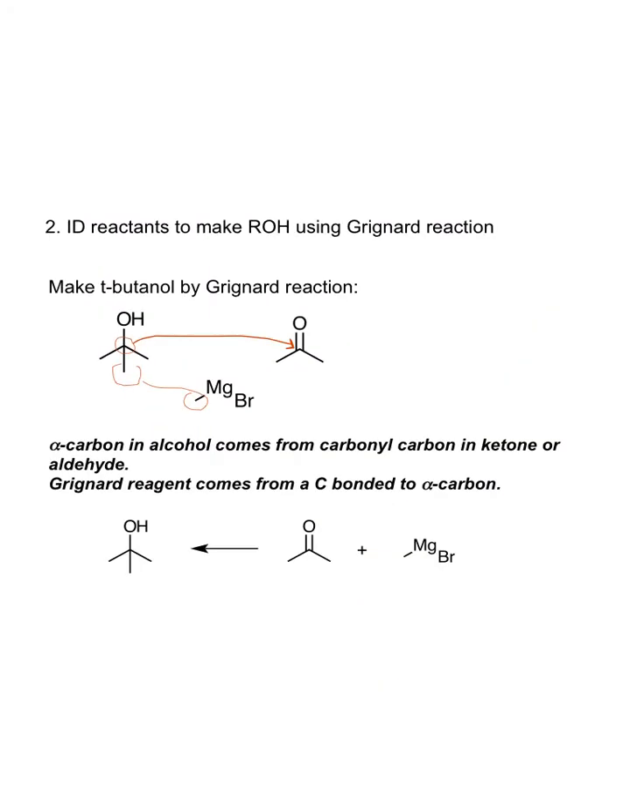So let's work backwards. We're going to make an alcohol using the Grignard reaction. So remember, the alpha carbon comes from the carbonyl carbon. Note also there's one extra carbon in our alcohol compared to our starting material.